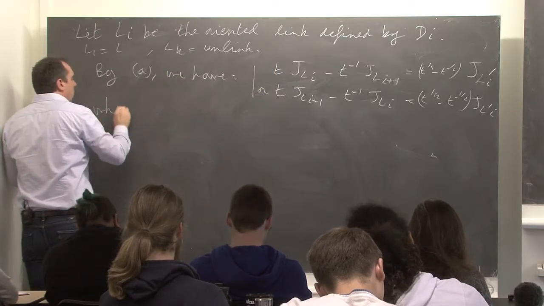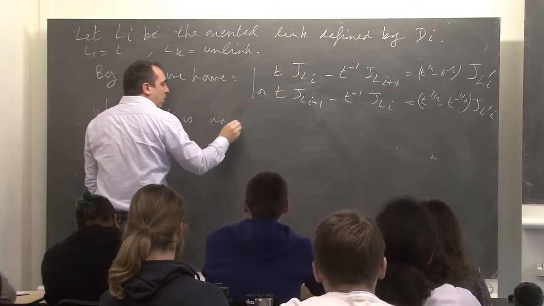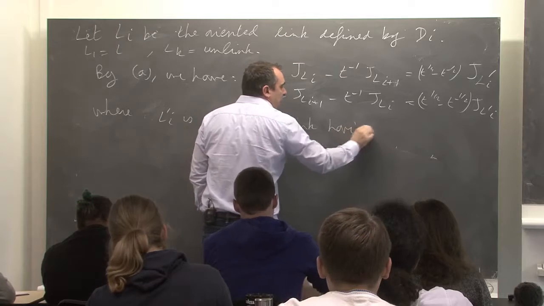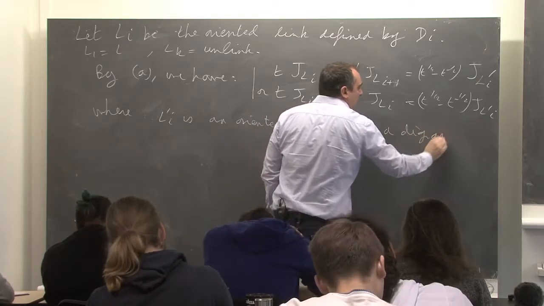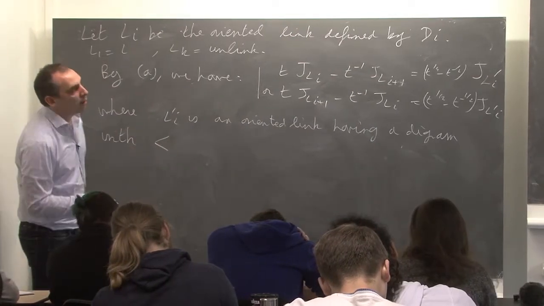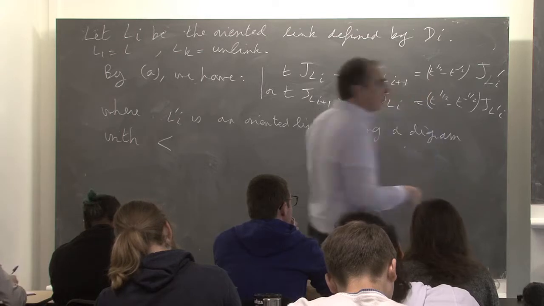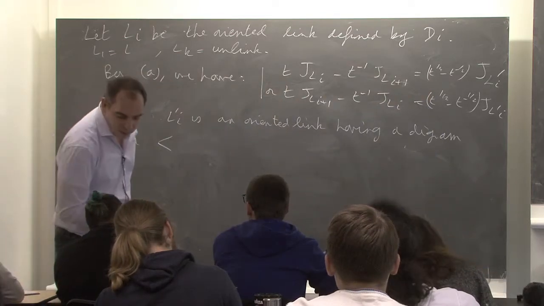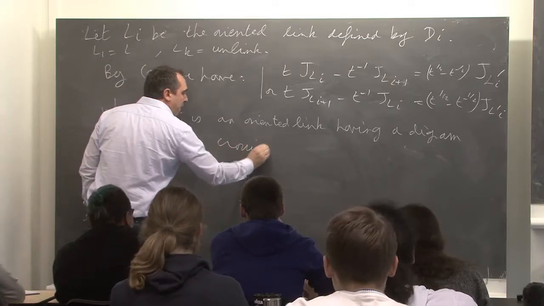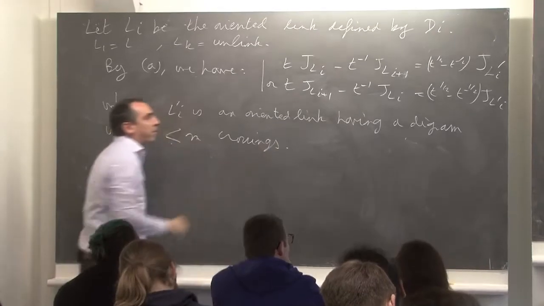And here, J of L'i is an oriented link having a diagram with less than the number of crossings of D, was it m or n? I do not remember. Less than n crossings. So m or n? M. Okay.